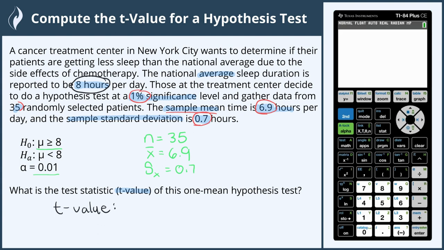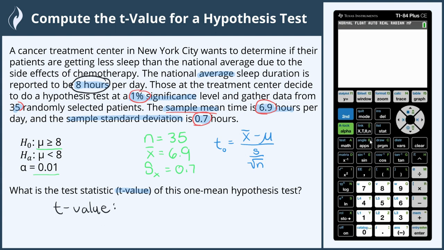We have two ways that we could calculate the t-value. The first is with the formula: the t-value is the sample mean minus the population mean, divided by the sample standard deviation divided by the square root of the sample size. The second way is to use our calculator, and this might prevent some calculation errors. So let's go ahead and do our calculator.